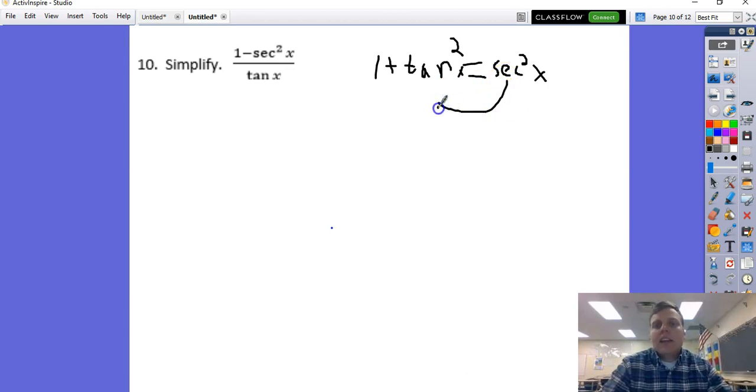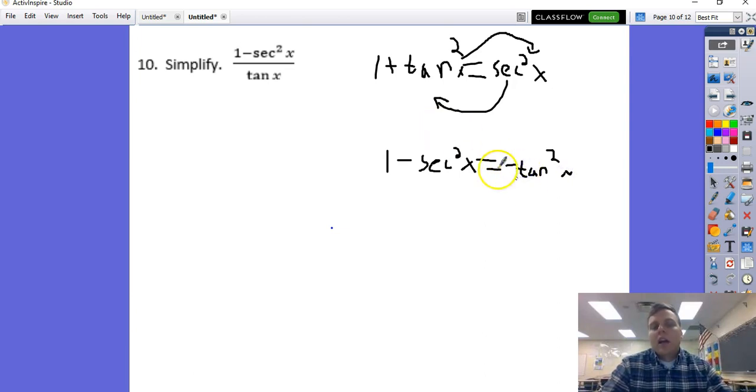So I'm going to take the secant and move it over, and I'm also going to take the tangent and move it over. So I get 1 minus secant squared x, since moving it over changes it from a positive to a negative. Then the tangent squared moves over and goes from positive to negative, so negative tangent squared x. Now I can say 1 minus secant squared x is equal to negative tangent squared x.